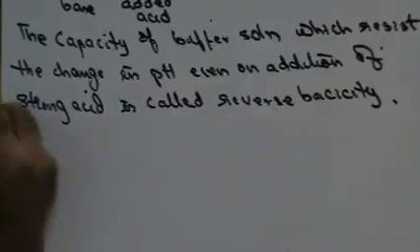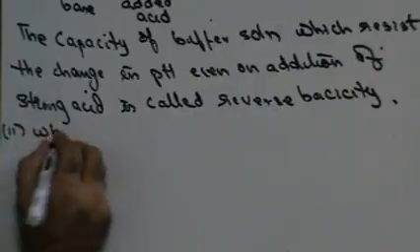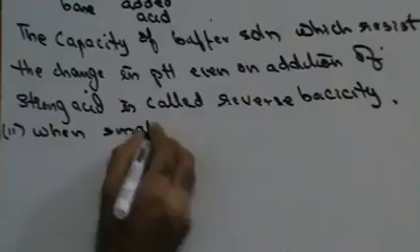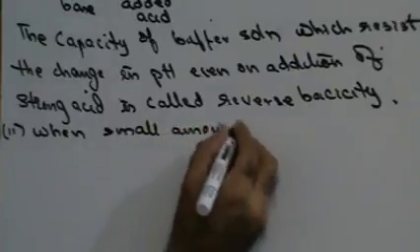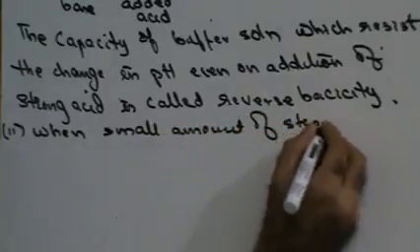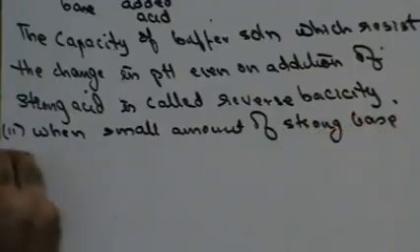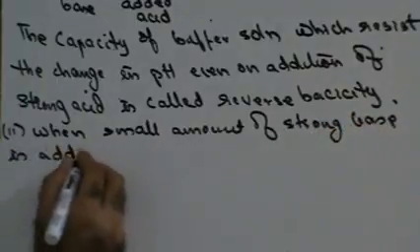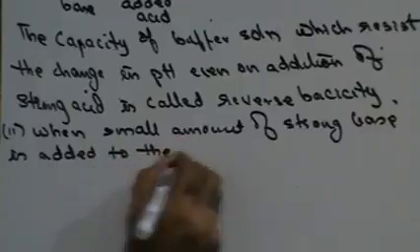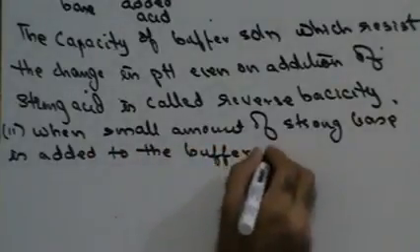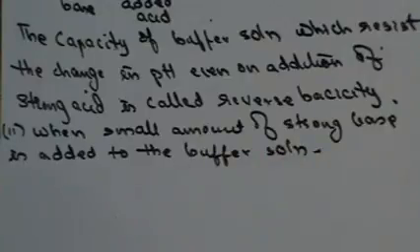What happens if a small amount of base is added to the solution? Case 2. When a small amount of strong base is added to the buffer solution. Now when a small amount of base is added to the buffer solution, the added hydroxyl ions will combine with the ammonium ions and will get neutralized.